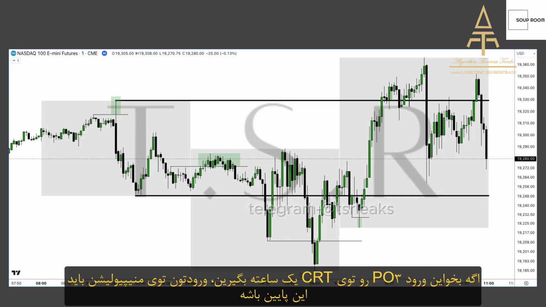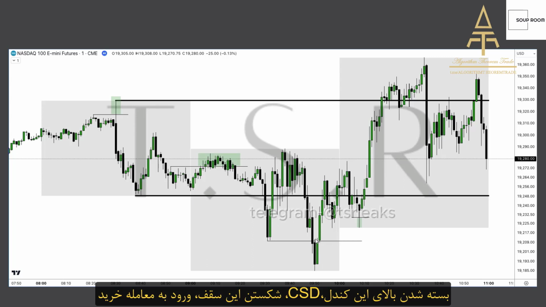And then, of course, if you want to catch the entry of the power of 3 of the actual 1 hour CRT here, your entry for manipulation would have occurred down here. Close above this candle, change in state of delivery, breaking through this high right here, entry long.